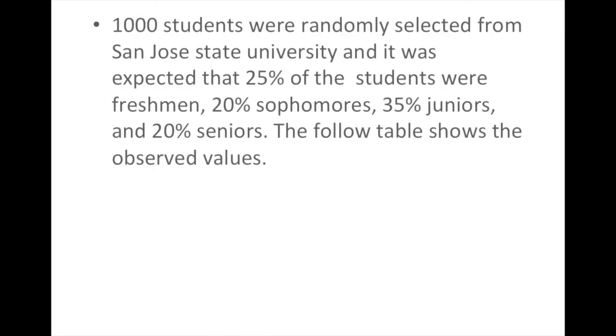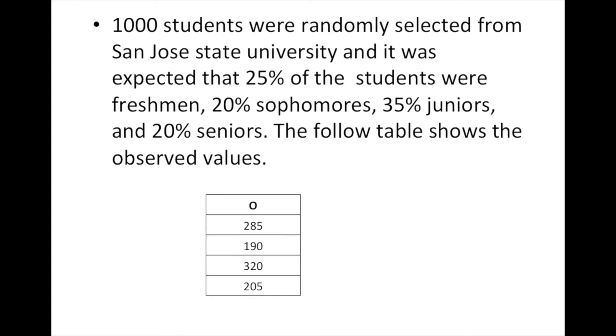And here's an example from our notes, and we are going to practice right now. 1,000 students were randomly selected from San Jose State University, and it was expected that 25% of the students were freshmen, 20% are sophomores, and 35% are juniors, and also 20% seniors. The following table shows the observed values. So how can we solve this problem?